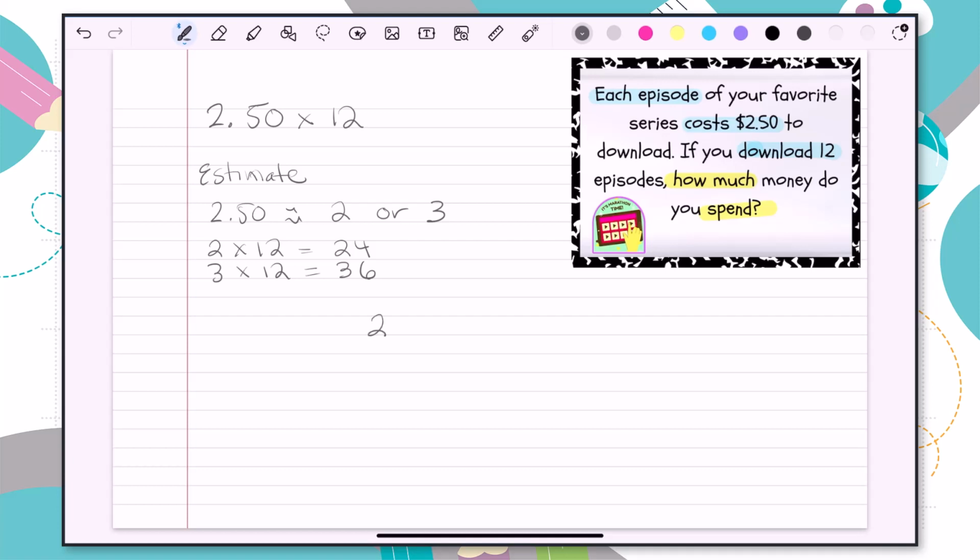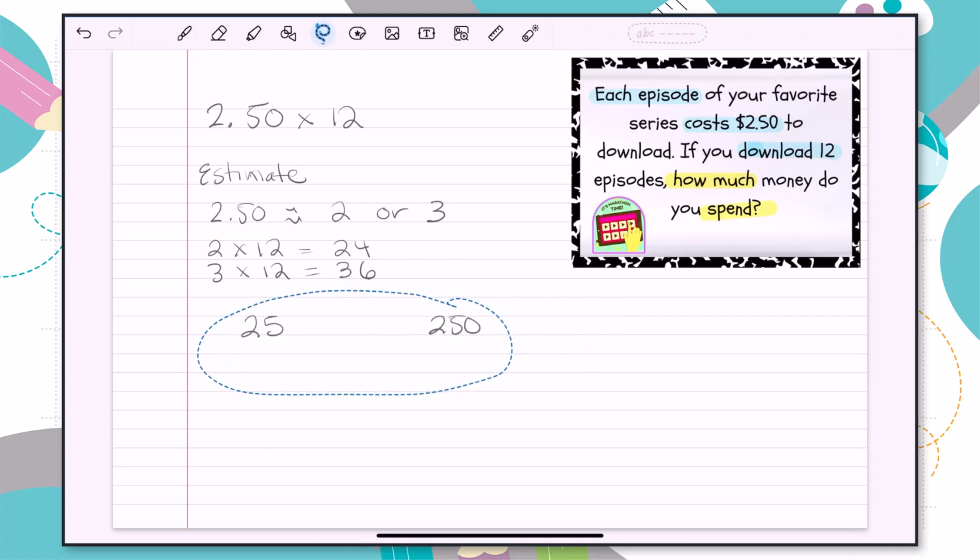Our next step is to remove the decimal point and multiply. Now, we can remove the decimal point and we can multiply 25 times 12, or we can multiply 250 times 12. Either way, you're going to get the same answer. Just trust me and watch.